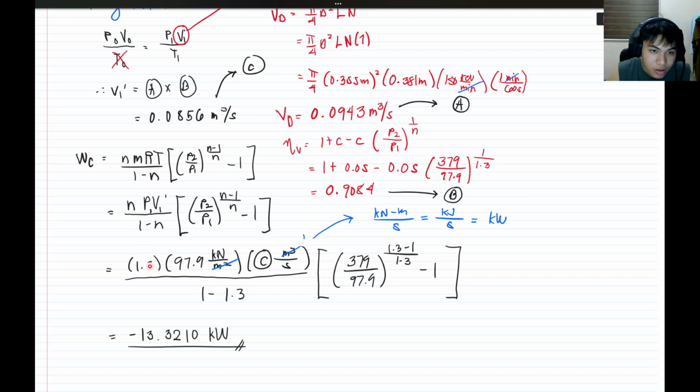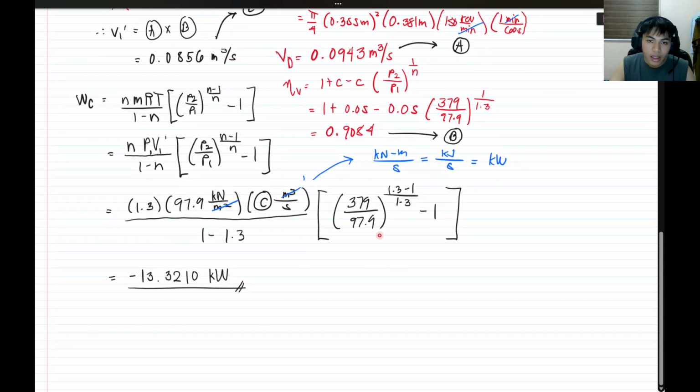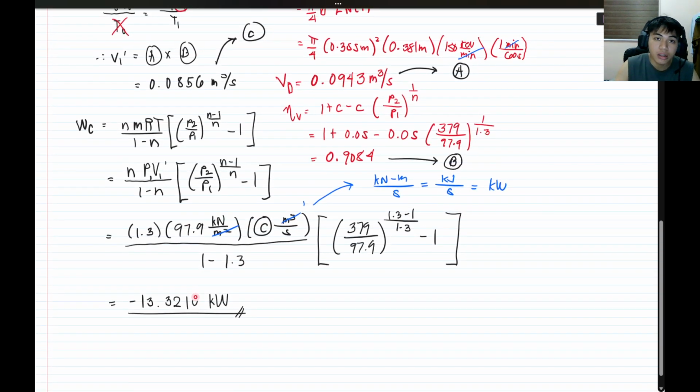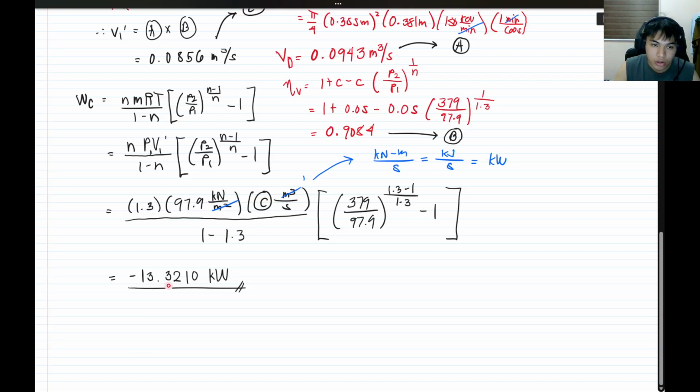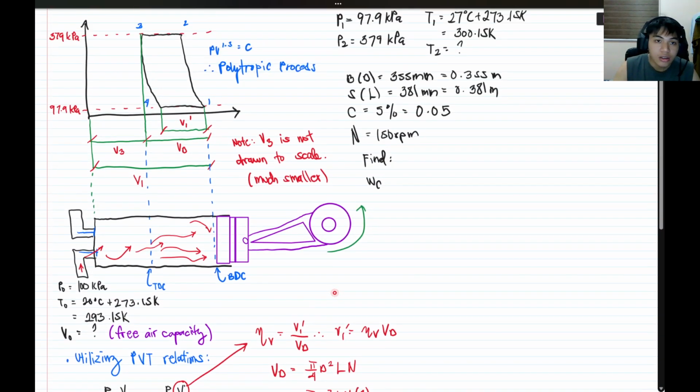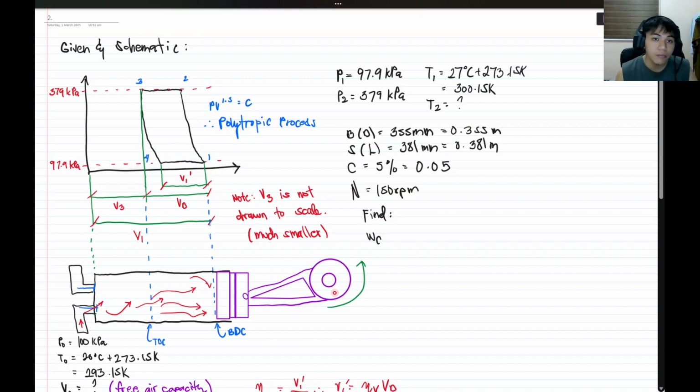Substituting the values, and then doing the unit analysis, the meter squared at the bottom cancels, leaving a lone unit of meter. So kilonewton meter is a kilojoule, and kilojoule over second is kilowatts. Okay? And then finally, once you have done your calculations, the answer would be negative 13.3210 kilowatts.